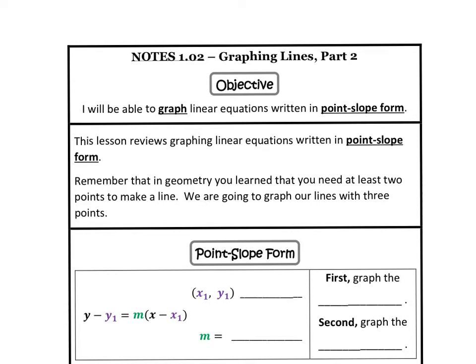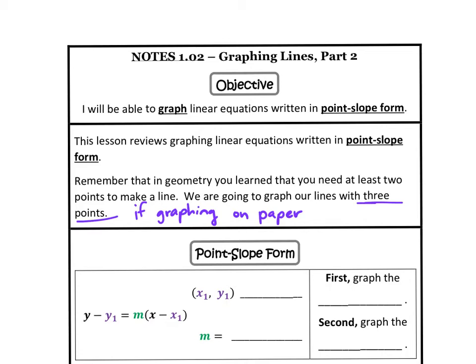One thing we have to remember from geometry is that you need at least 2 points to make a line. But if we're graphing on paper, we can use more than 2 points, especially if we want to keep our lines straight. We can also use a ruler, so if you have a ruler, feel free to use that as well. I'm going to make a point here that we're going to use 3 points if graphing on paper.